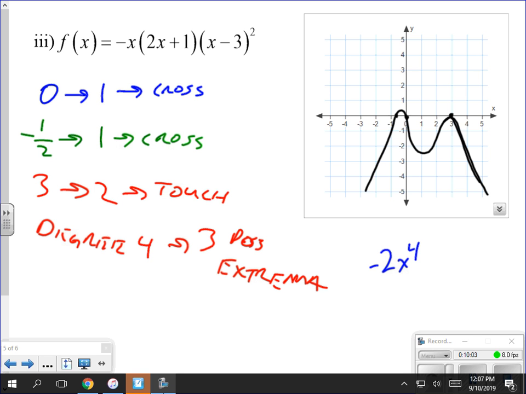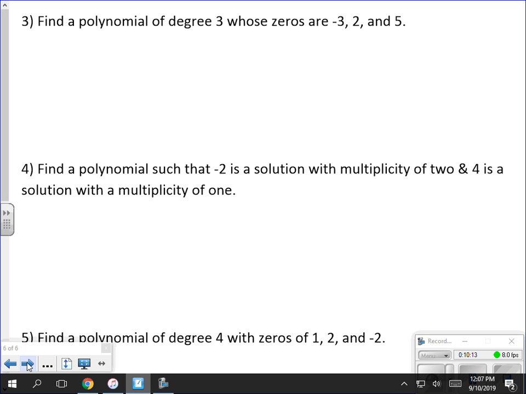Now, these are polynomials in factored form. They're not, strictly speaking, polynomials. They're factored forms of polynomial equations. We need to actually find the polynomials. It's not that hard when you're given the information you're given. Find a polynomial of degree 3 whose zeros are -3, 2, and 5. That means I have factors of x plus 3, x minus 2, and x minus 5.